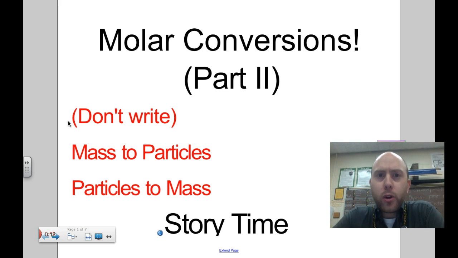So, for molar conversions part 2, we're not going just from moles to particles, particles to moles, mass to moles, or moles to mass. This time, we're going to go from particles to mass or mass to particles. Now remember, for particles, that can mean anything like atoms, compounds, molecules, ions, etc.